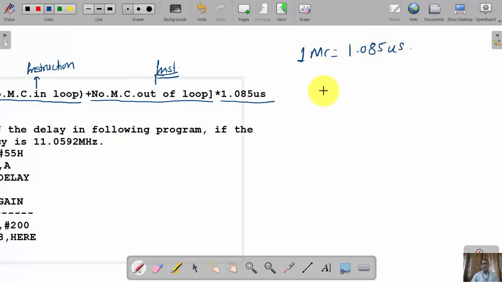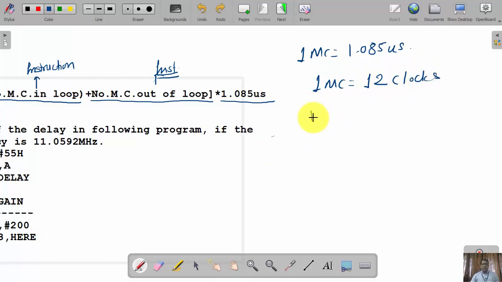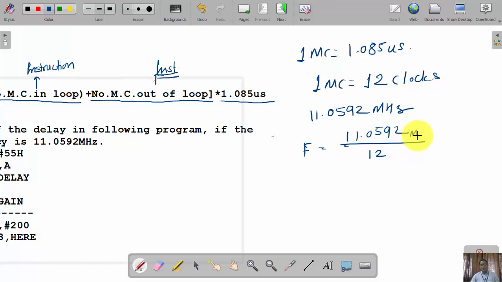And how have we calculated it? Simple. One machine cycle is equal to 12 clocks. So the 8051 microcontroller, we are connecting a 11.0592 megahertz crystal. So the frequency associated with one machine cycle will be 11.0592 megahertz divided by 12. So these are the 12 clock cycles.